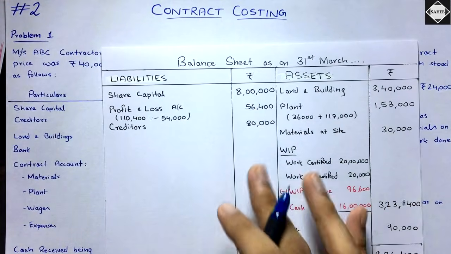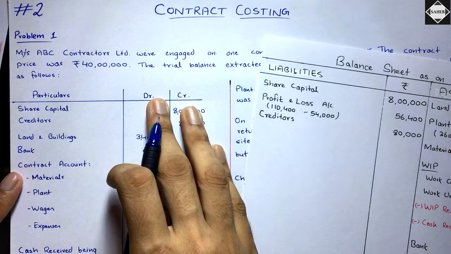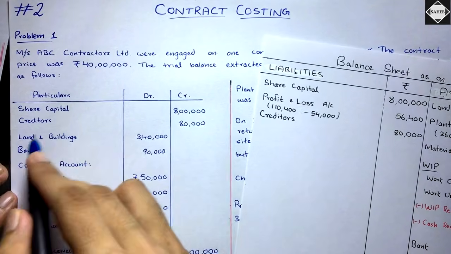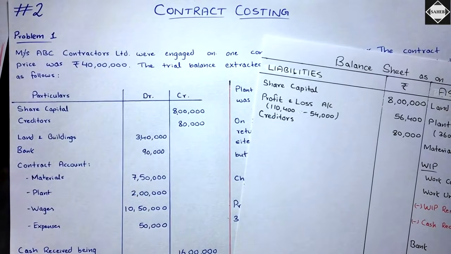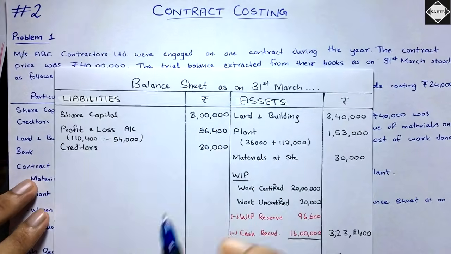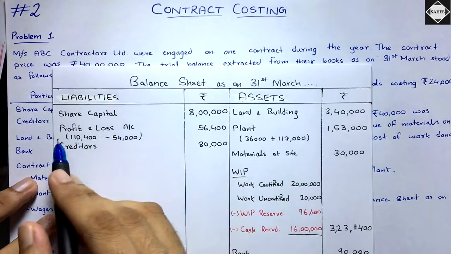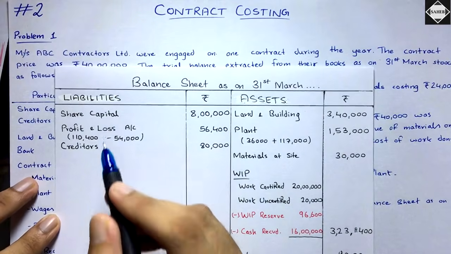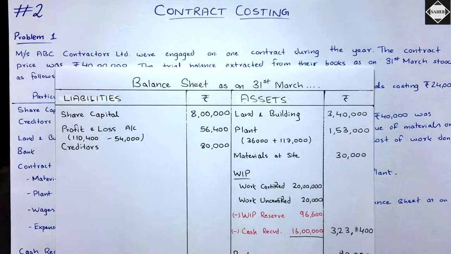The first thing that you have to do is see the trial balance, because from the trial balance you can directly pick up some items, isn't it? Share capital, creditors, land and buildings, bank balance, all these items you can directly take without any changes. So share capital 8 lakh, creditors 80,000, then you have profit and loss balance over here. Now here you have to make some changes, isn't it? What is the profit for the current year in contract account?